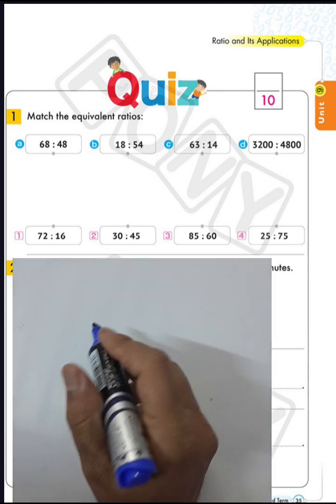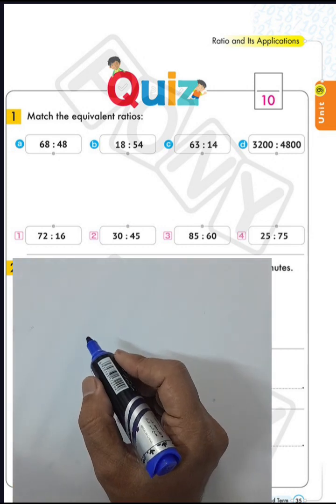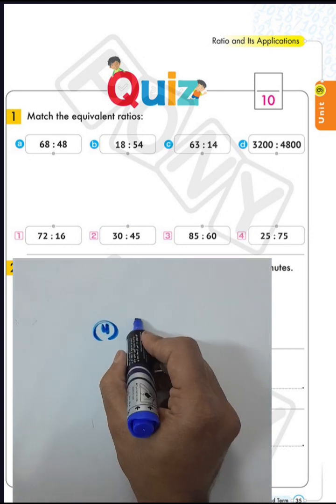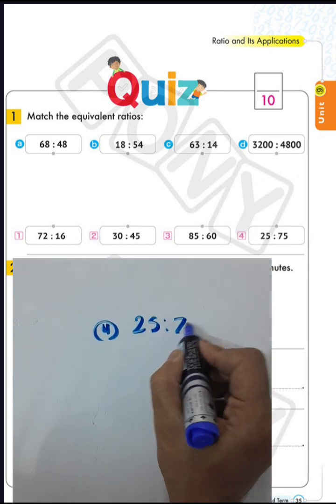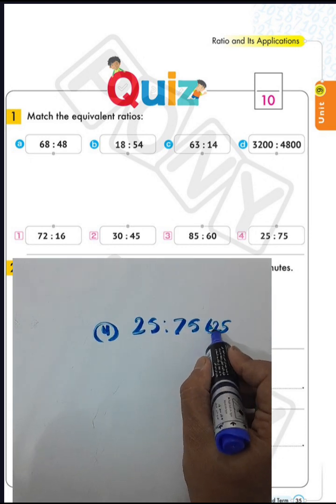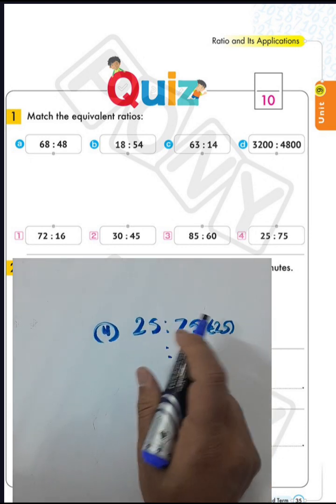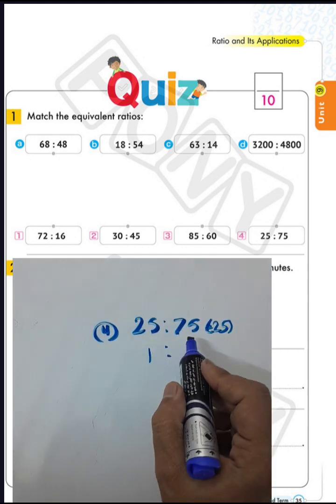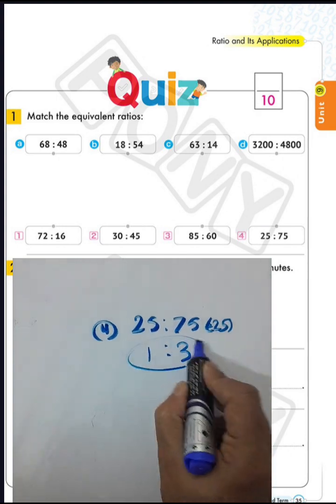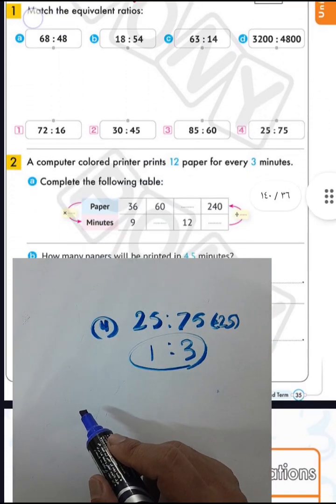What about question number 4? Okay, number 4, he gave us 25 to 75. We know 75 can be divided by 25. Then you can divide by 25 first and second. 25 divided by 25 is 1. 75 divided by 25 will be what? It will be 3. Then the ratio will be 1 to 3. And then you can match the equivalent result. Okay.